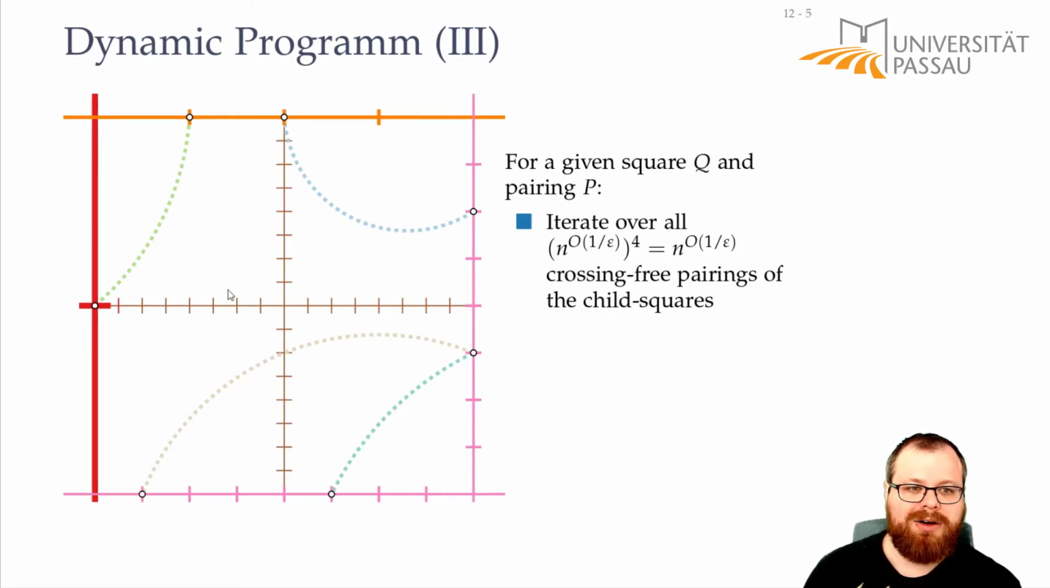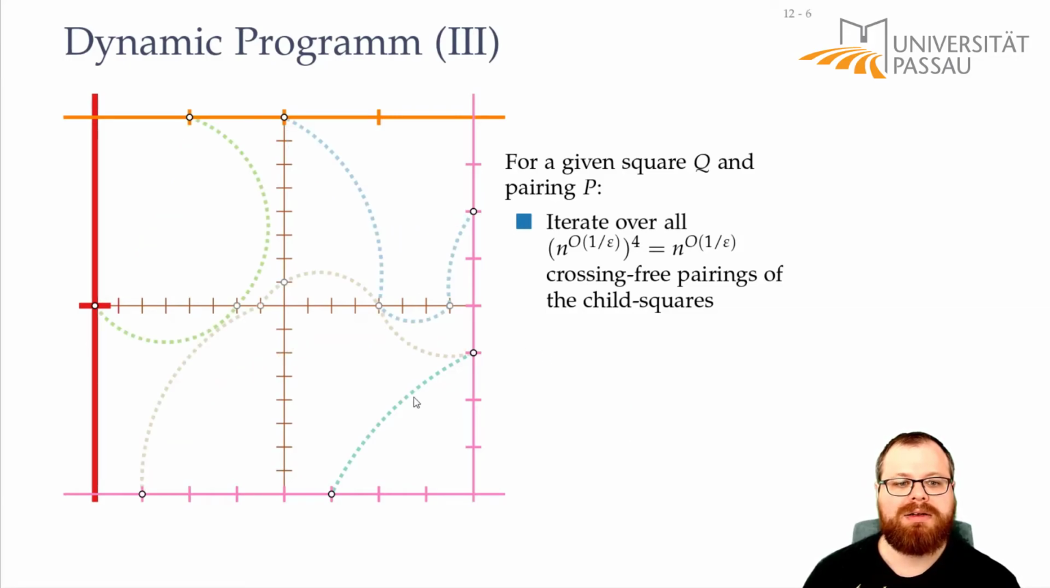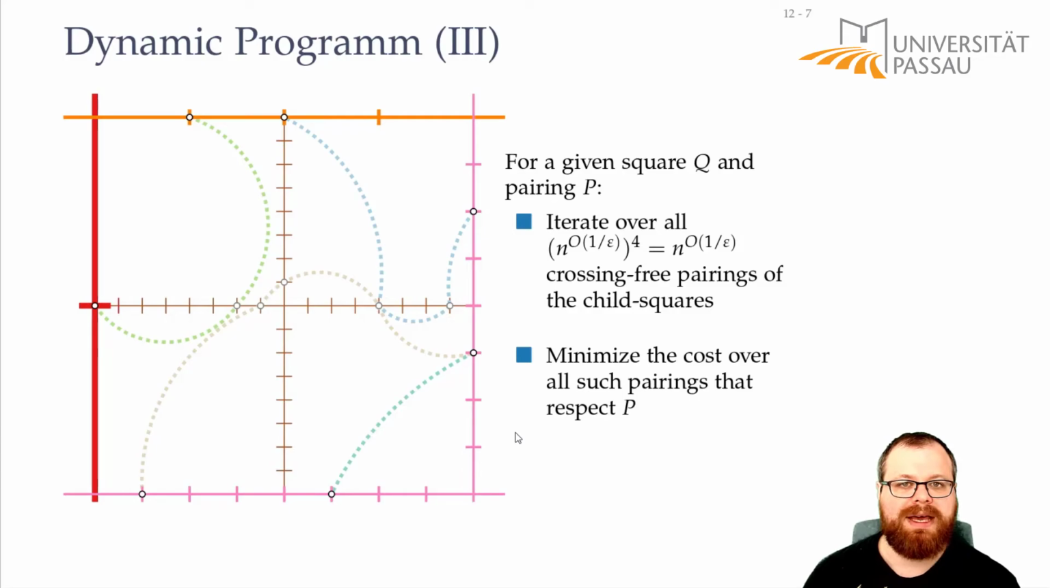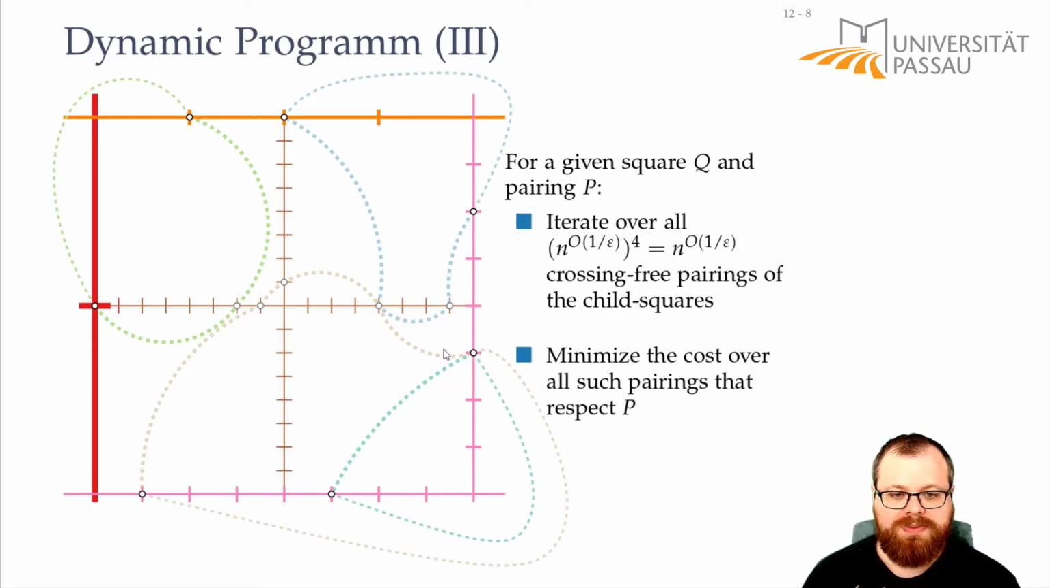So we calculate all crossing free pairings here, all here, all here, all here, figure out if they can be plugged in together. For example, this one here works, they can be combined, and then find that one that gives us the minimum length. So the one with the minimum cost over all that respect p. And respecting p means that if I take this brown one here and I follow the path through the smaller ones, then I end up at the correct one. So this is a tour that respects our p.